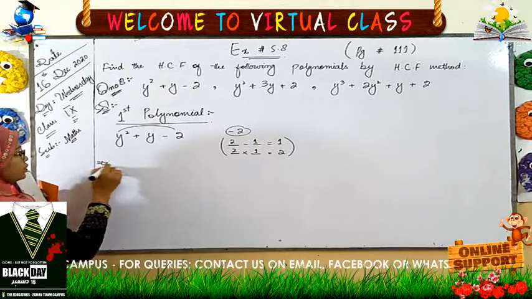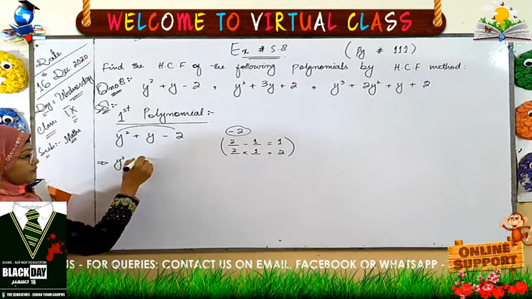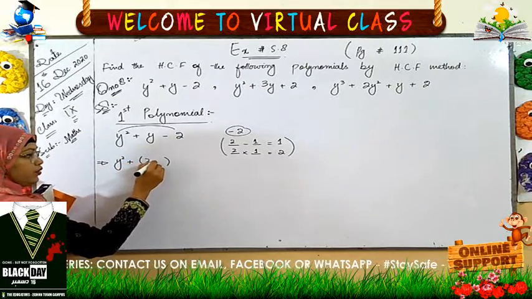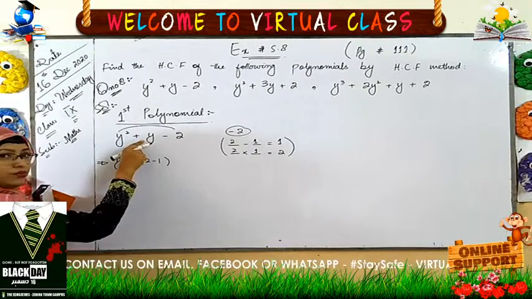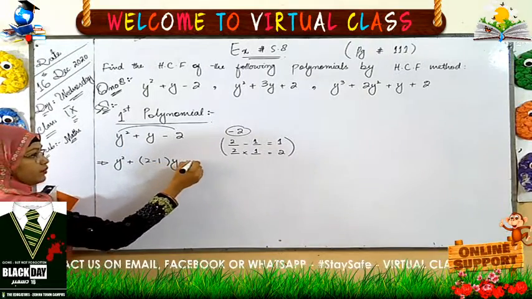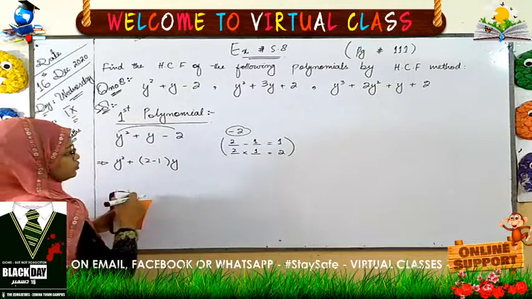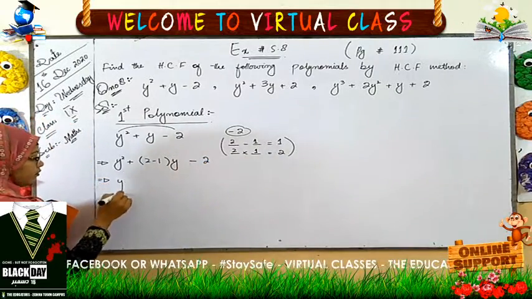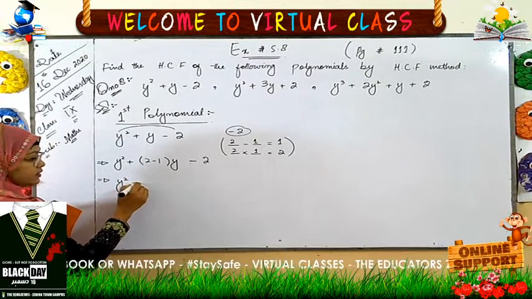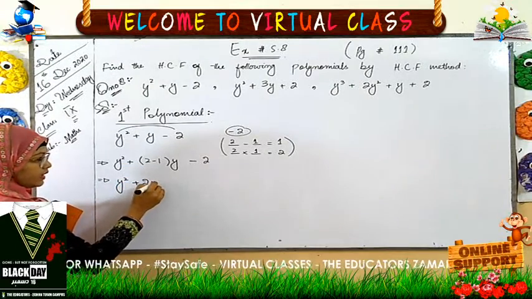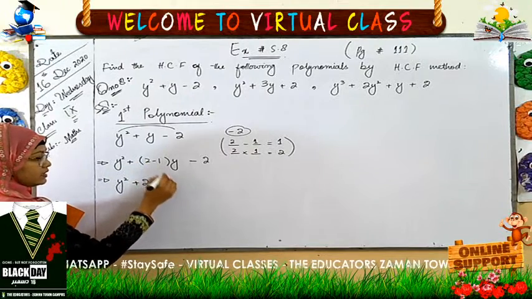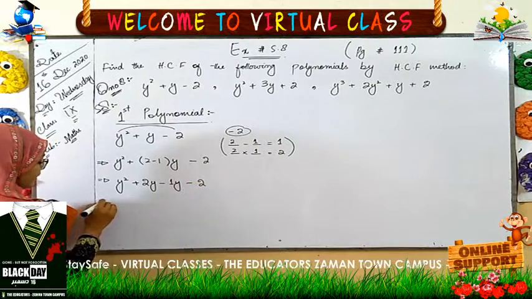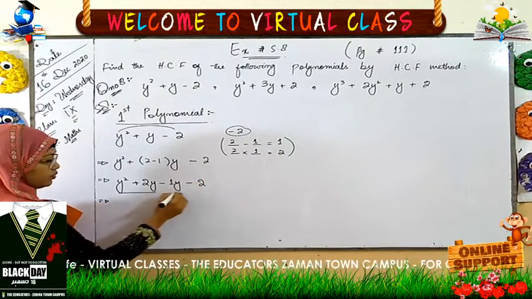Here we will start the solution. y square plus, in the bracket we will write the factors of 1, which is 2 minus 1. 2 minus 1 is equal to 1. y plus minus 2. Right? Now open the bracket. y square plus 2y minus 1y minus 2. Then we take common from the first 2 and the last 2.